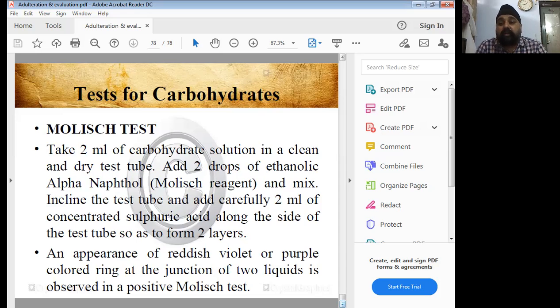So this is all for today. We complete this topic regarding adulteration and evaluation of crude drugs in pharmacopoeia.